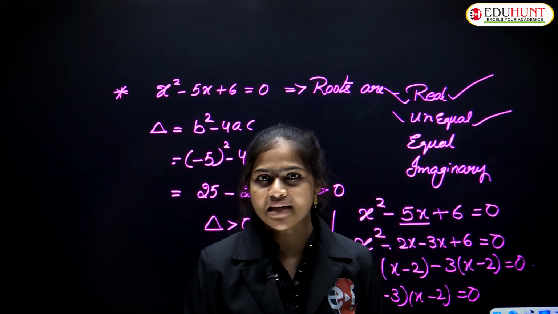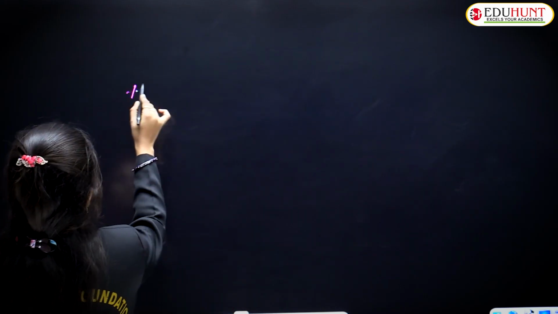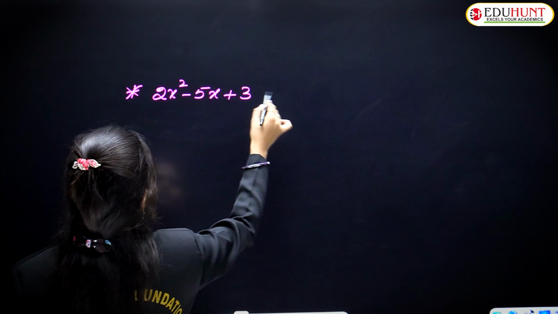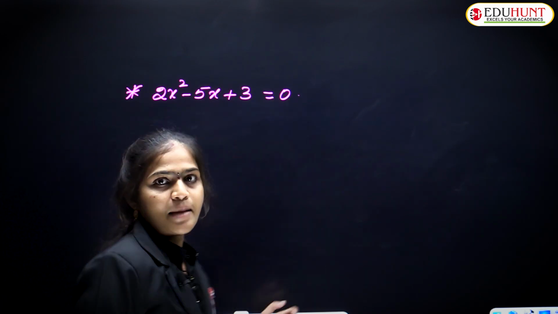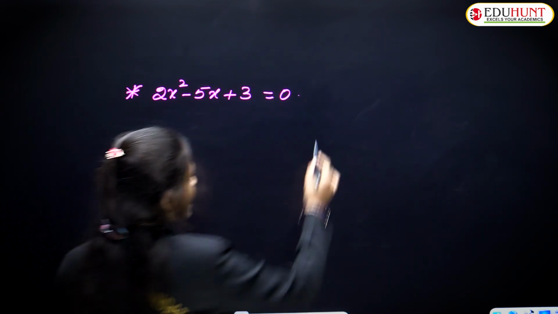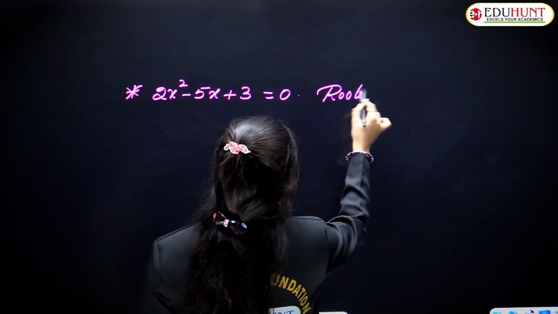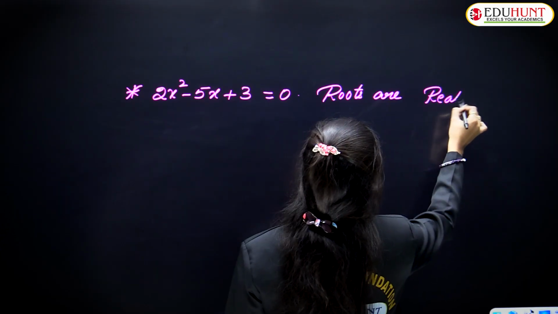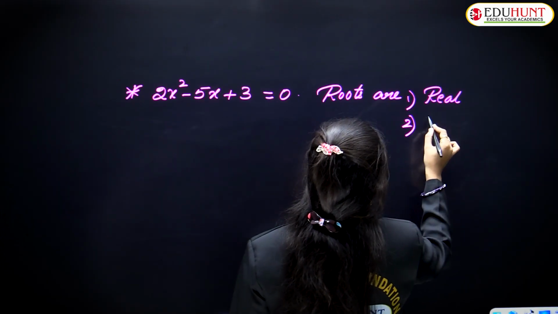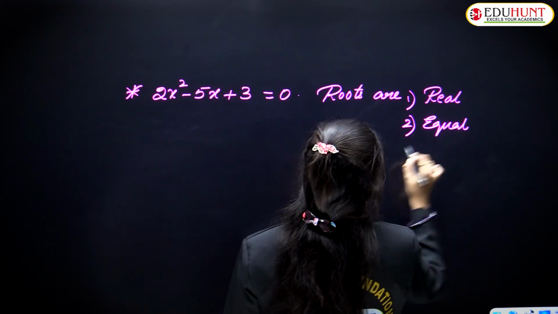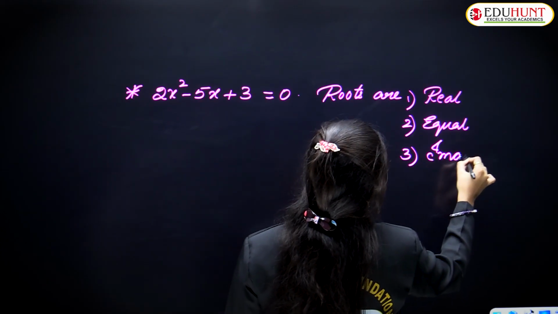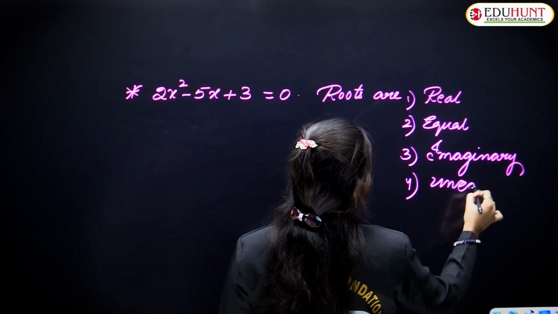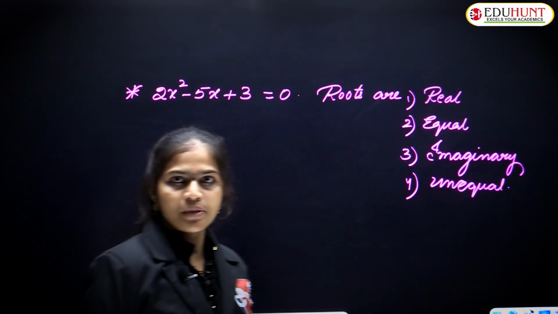Okay. So here one more example. So children, another example. Here the question is, which type of roots will we get here? Real roots, equal roots, imaginary, next one unequal. Okay, for example this is the question.